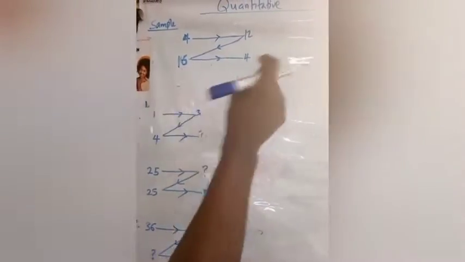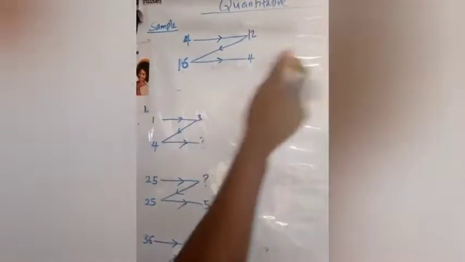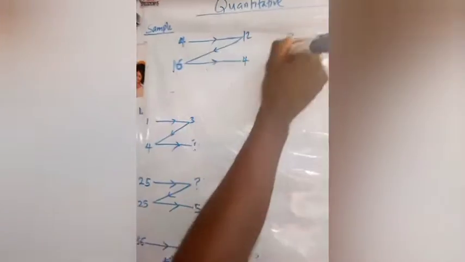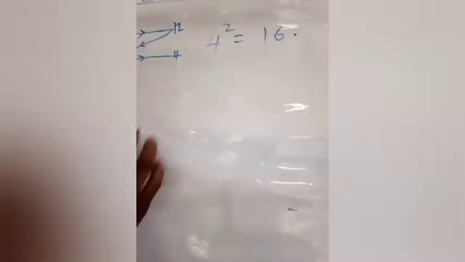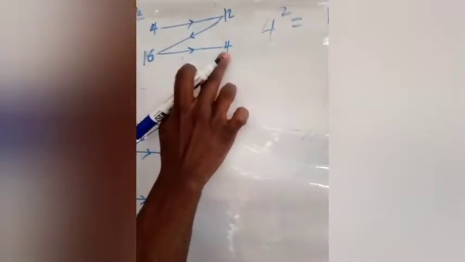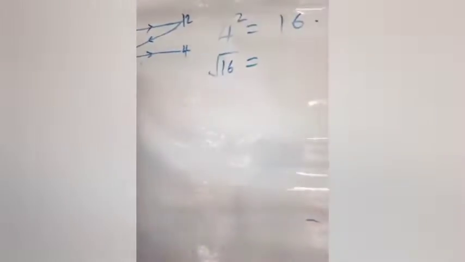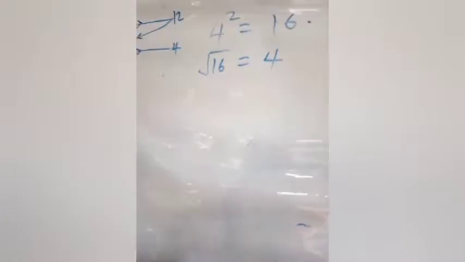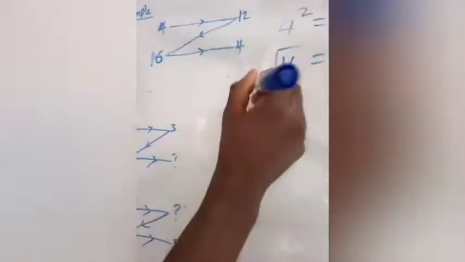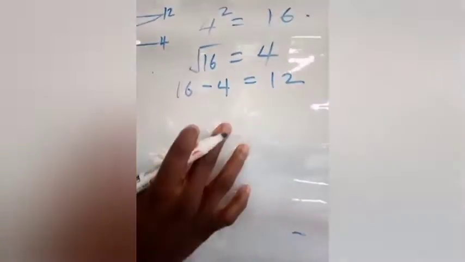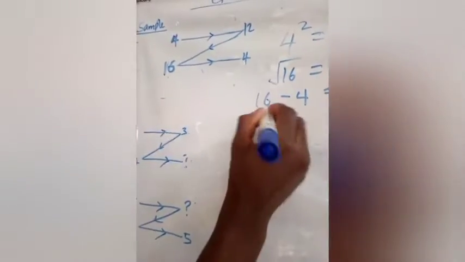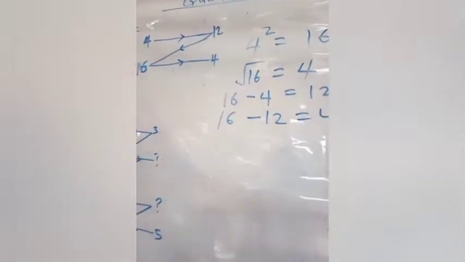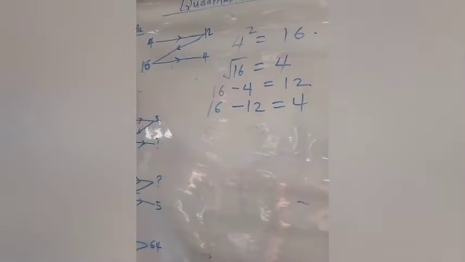Now, to obtain 16 from this diagram, you simply square the 4 here. The square of 4 gives us 16. And to obtain 4 in this diagram, the square root of the value here, the square root of 16, gives us 4. Now, to obtain 12 in this diagram, you simply say 16 minus 4 gives us 12. Also, to obtain the 4 above here, simply say 16 minus 12 gives us 4. As simple as that. So we go straight to our question.